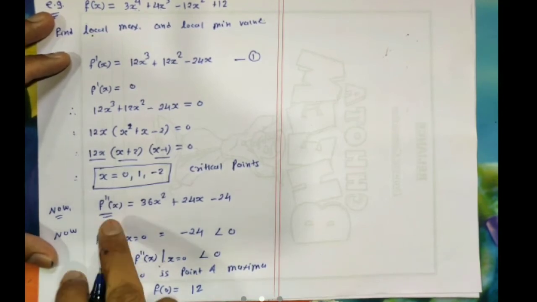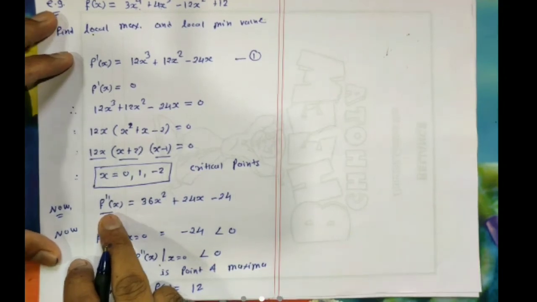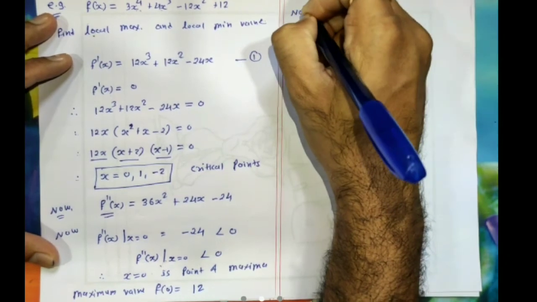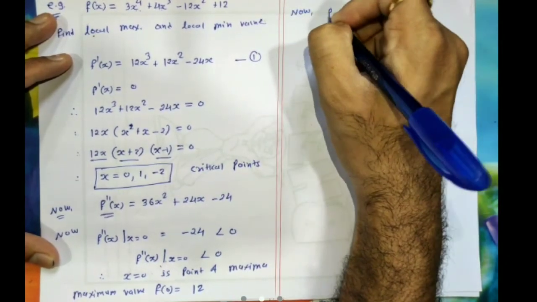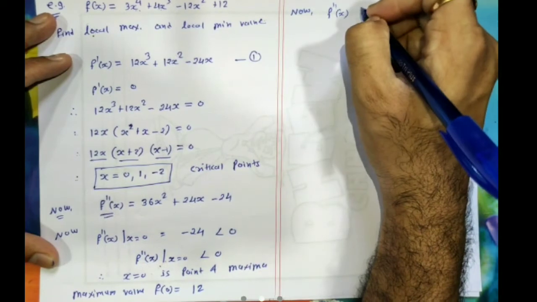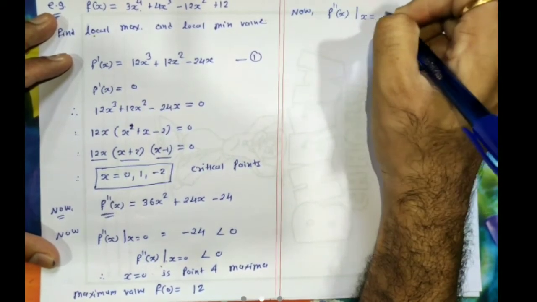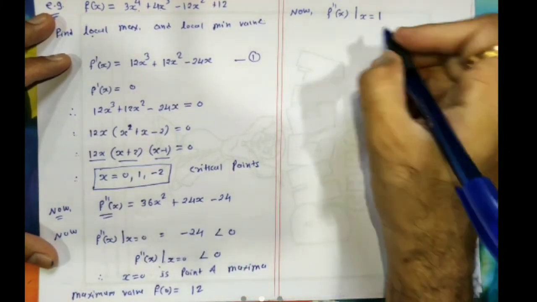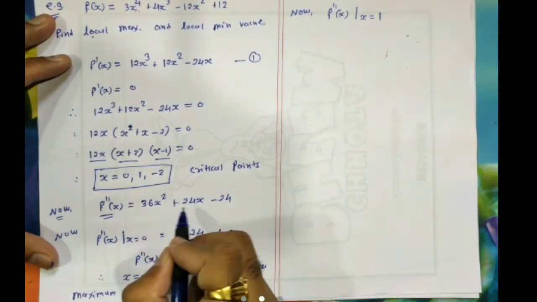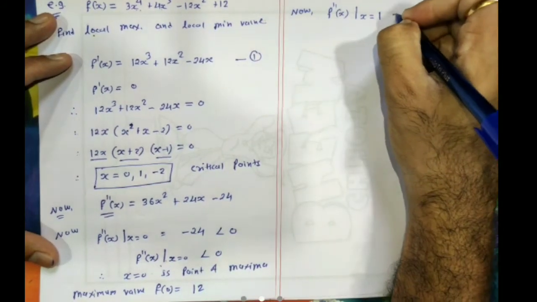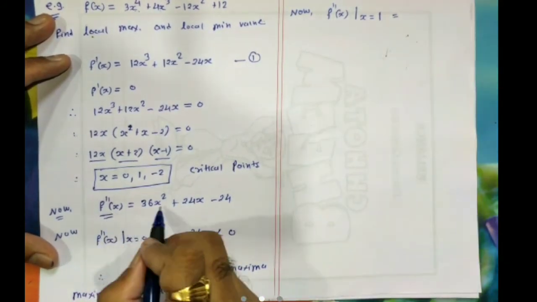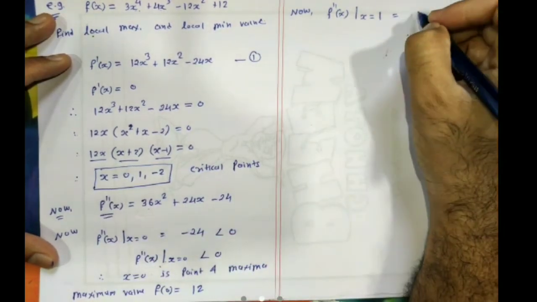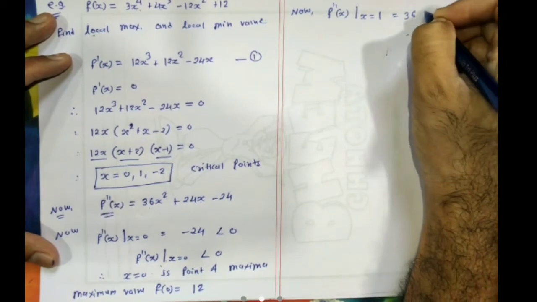Done. Now you have to find the value of the second order derivative f double dash x at x equal to 1. So next step: the value of the second order derivative at our second critical point. The second critical point is 1. So that will be equal to 36 plus 24 minus 24, putting x equal to 1 in the second order derivative. This is 1, this is 1. 36 plus 24 minus 24, which is 36.